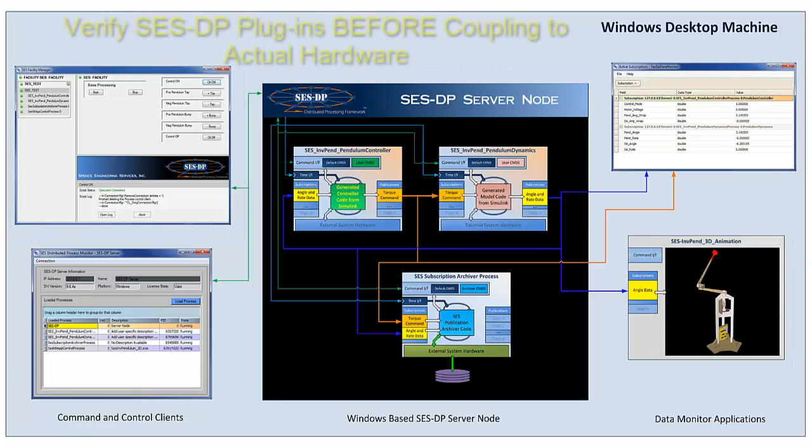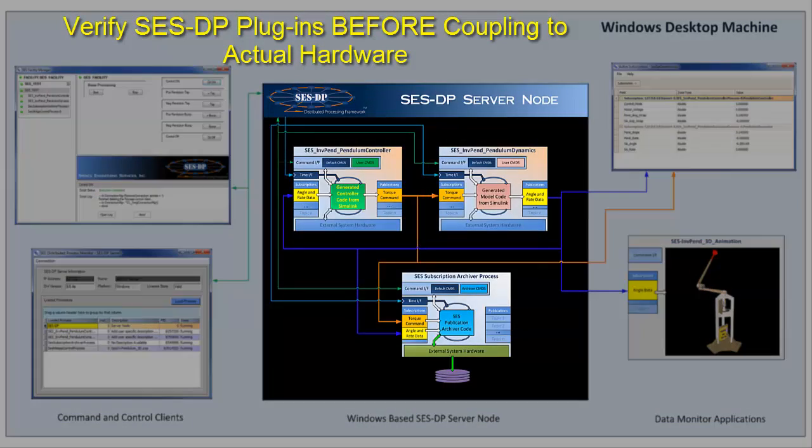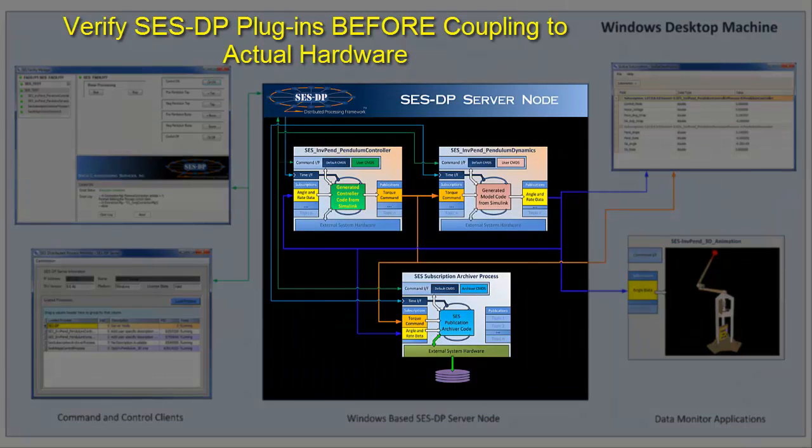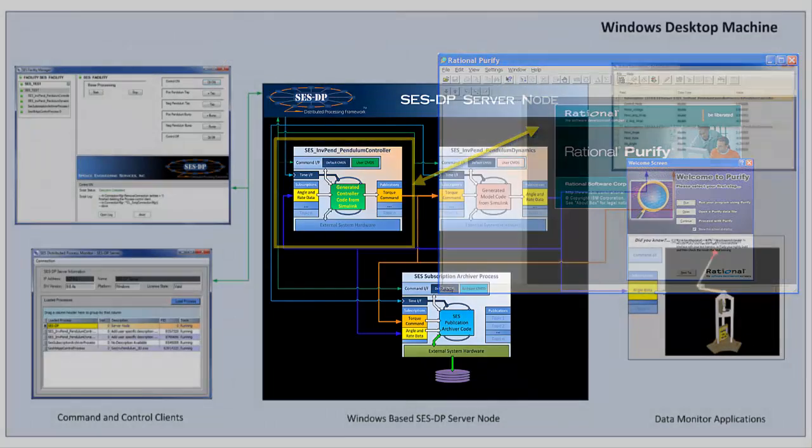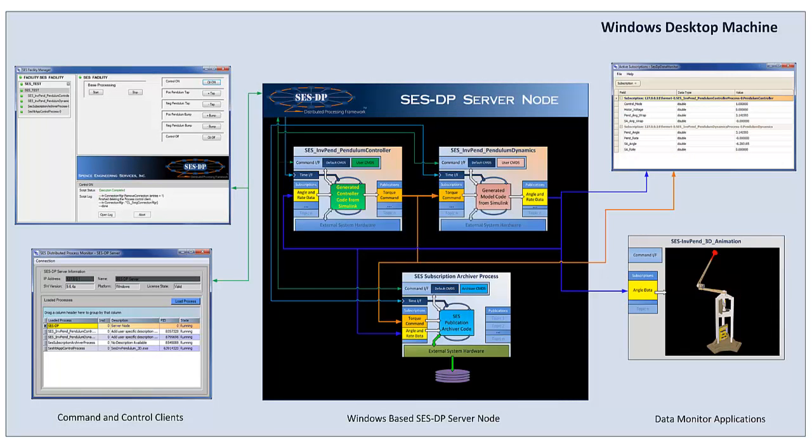This allows us to take advantage of advanced code coverage, debugging, and analysis tools, such as Rational Purify, that are not available to the user in the embedded real-time environment. The end result is process code that is significantly more reliable, reduced integration time, and ultimately a significant reduction in system costs.